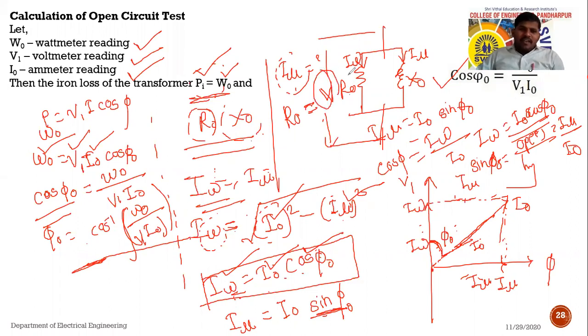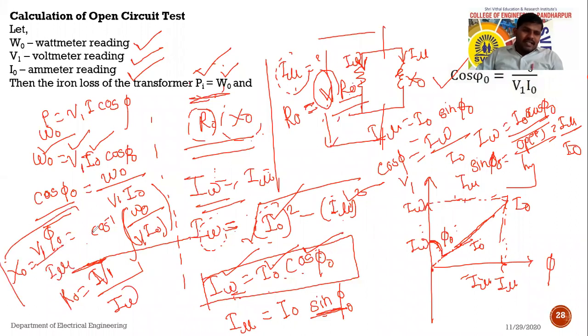You know the value of V. In parallel the voltage remains the same here, right? So the voltage V and the current flowing through this is IW. So R0 is equal to V, that is supply voltage V1, divided by the current flowing through it, nothing but IW. And similarly X0 is equal to supply voltage V1 divided by the current flowing through it, nothing but I mu. So these are the equivalent parameters. They can be calculated by conducting a test, that is the open circuit test. Okay, I hope you all understood.